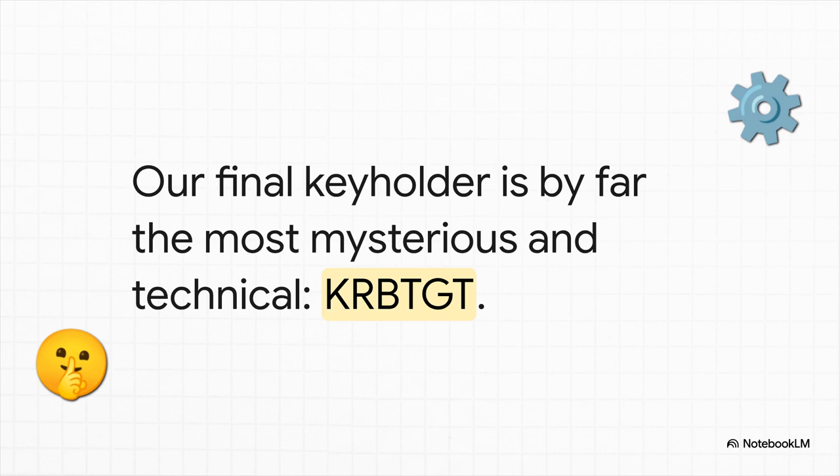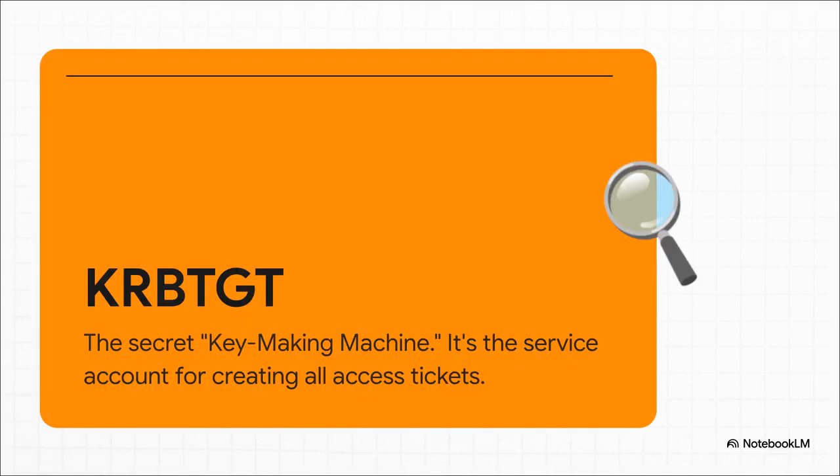KRBTGT. It's the silent operator, working deep in the shadows of the system. So what on earth does this thing do? Let's go back to our skyscraper analogy. Imagine, deep in the basement, there's a secret, high-tech key-making machine. That's KRBTGT. See, it doesn't actually open any doors itself. Instead, its one and only job is to create all the special tickets that grant people access throughout the building. It's the beating heart of the authentication system.